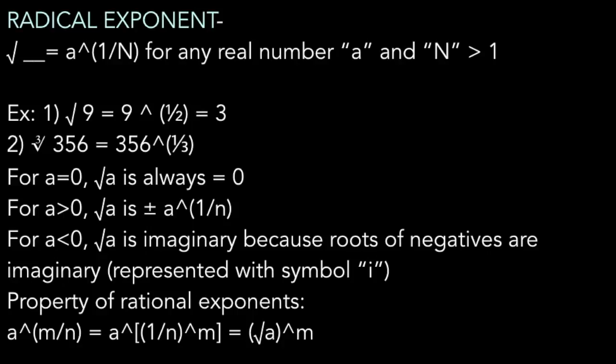When a equals 0, the root of a is always 0. When a is greater than 0, the root of a is positive or negative a to the power of 1 over n. When a is less than 0, the square root of a is imaginary, because roots of negative numbers are imaginary. The property of rational exponents states that a to the power of m over n equals a to the power of 1 over n, to the power of m, which equals the nth root of a to the power of m.